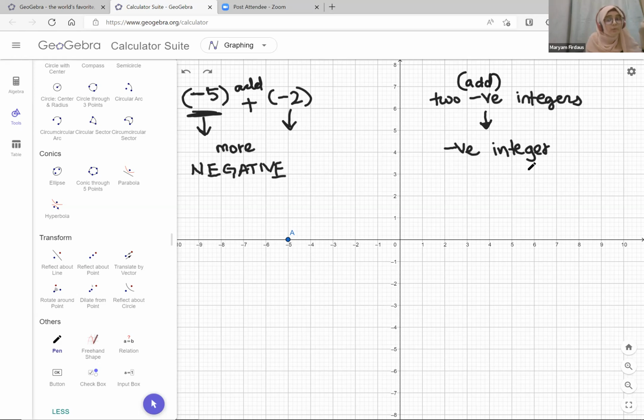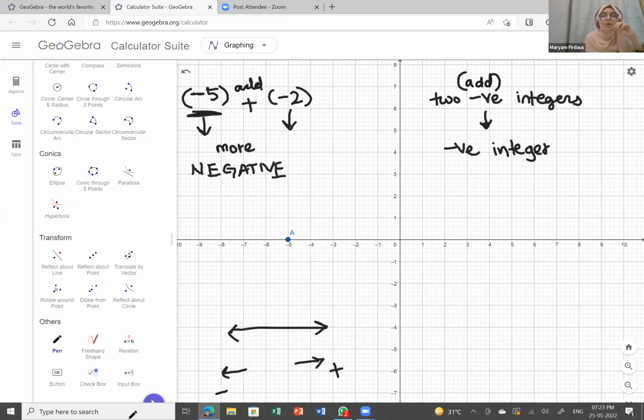Yes. Why are we moving to the left, Hiba? Because we are adding negative, right? If we are adding positive, we will move to the right, and if we are adding negative, we'll move to the left. Why? Because in a horizontal number line, positive means towards right, negative means towards left. Is that clear?